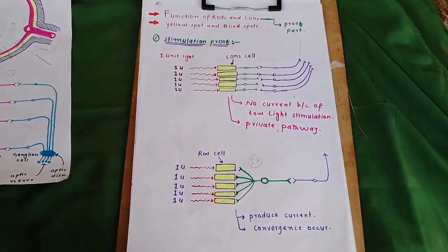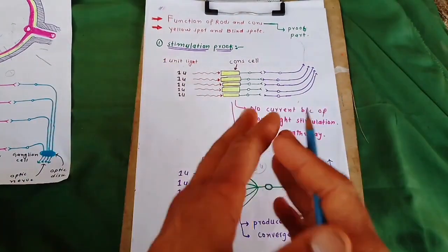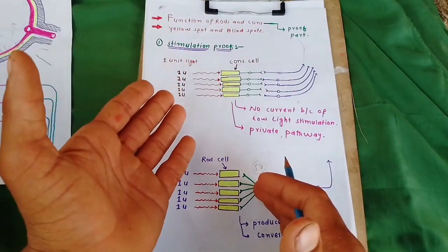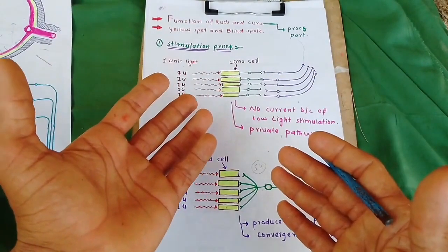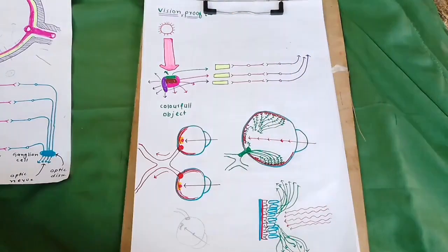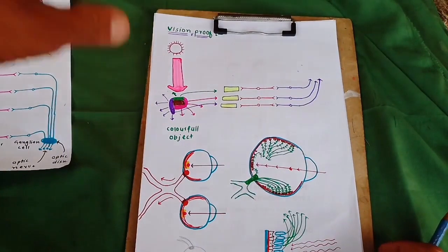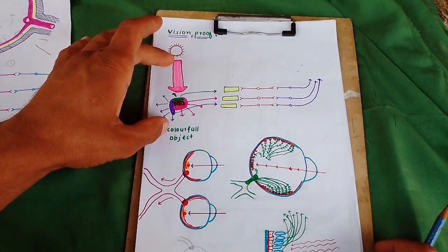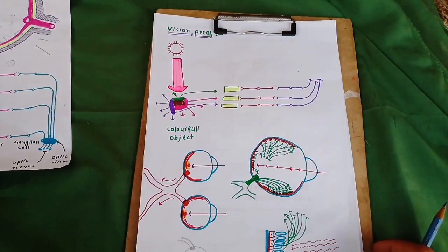Therefore the cone cell works in bright light, while the rod cell also works in bright light, but it is responsible for dim light, for night light. This is concept number 1. Concept number 2 is the vision proof. What is meant by this concept? It means the cone cell gives a colorful image, while the rod cell gives a blurred image.